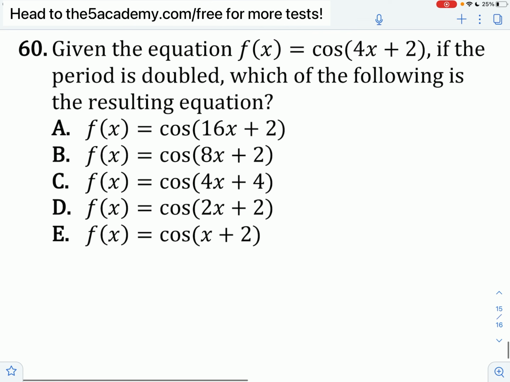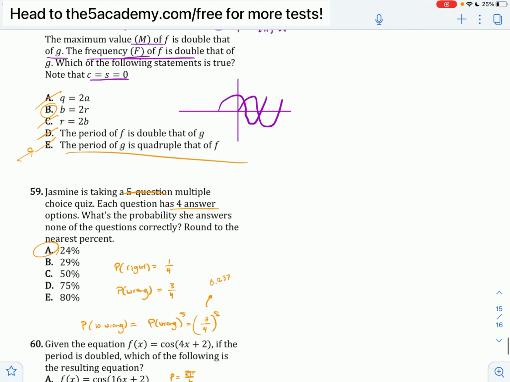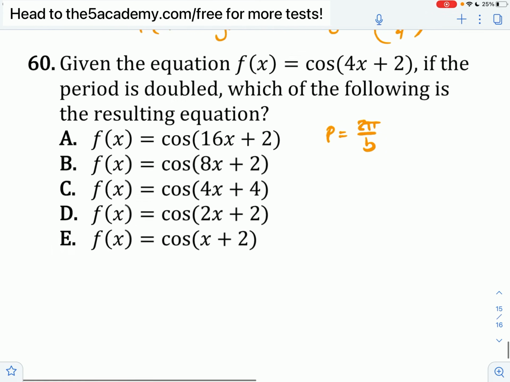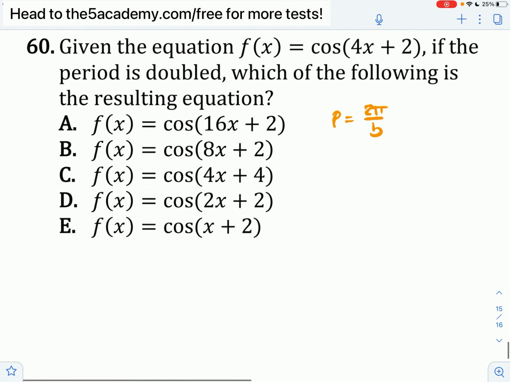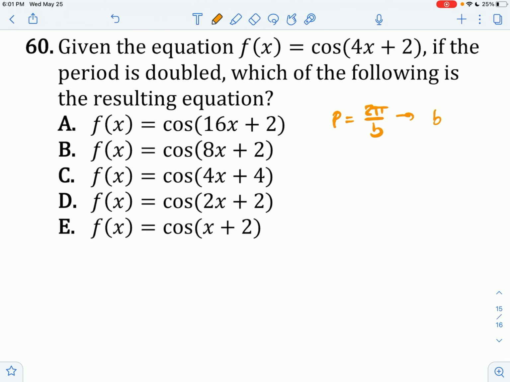Given the equation, if the period is doubled, which of the following is the resulting equation? So period is equal to 2 pi over b. I discussed period a little bit in defining it in this problem up here. So I'd recommend you check that problem out as well if you got this one wrong. The period is given. So if we double the period, that means we are taking b and halving it, right? Because the relationship here is, as this doubles, this halves. And if this is doubling, that means this has to be cut in half. This has to get smaller for this to get bigger.